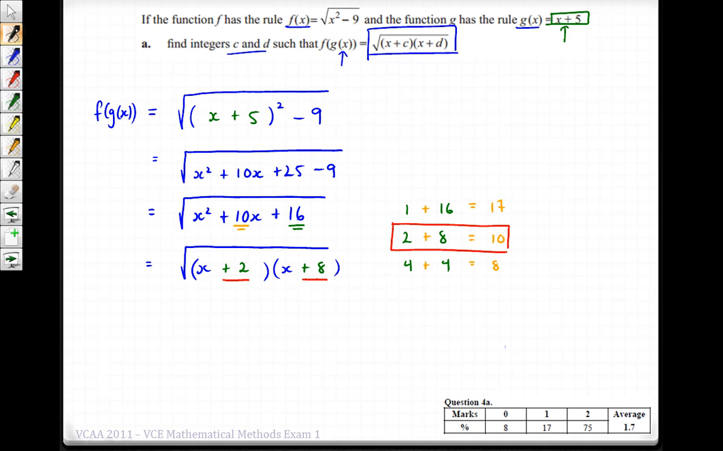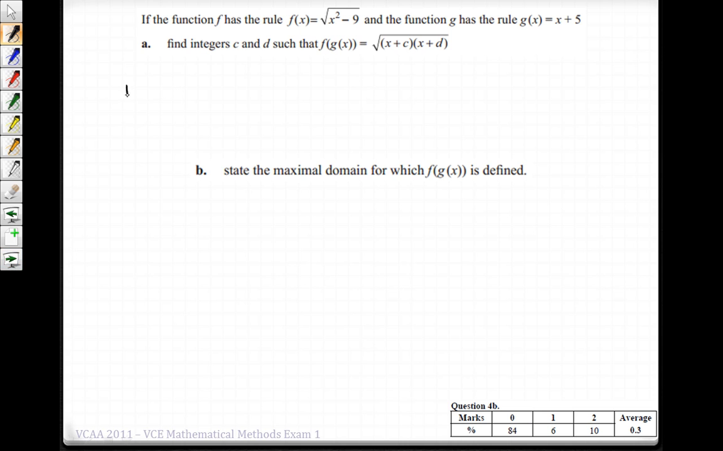Now we need to answer the question properly. So it says find the integers c and d. So c equals 2, d equals 8, or just as validly, c equals 8, d equals 2. So we're going to need to remember that for the next question. So we had that f of g of x was equal to the square root of (x plus 2)(x plus 8). Now it says state the maximal domain for which f of g of x is defined.